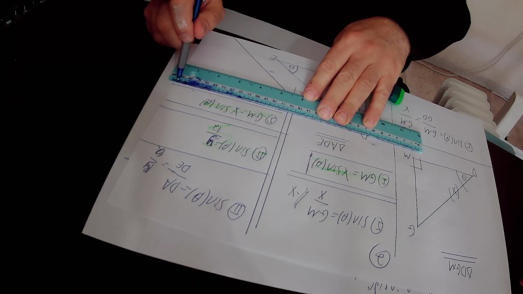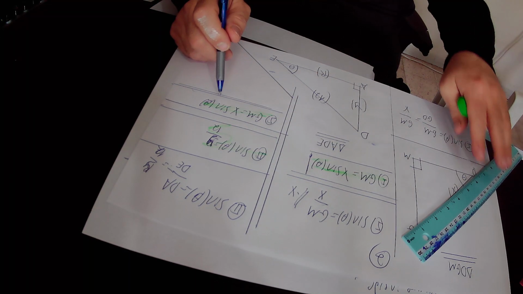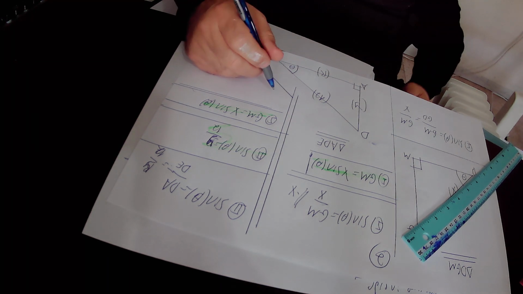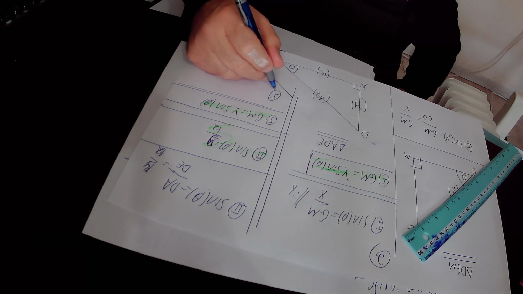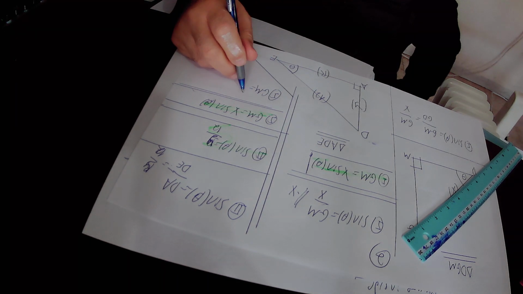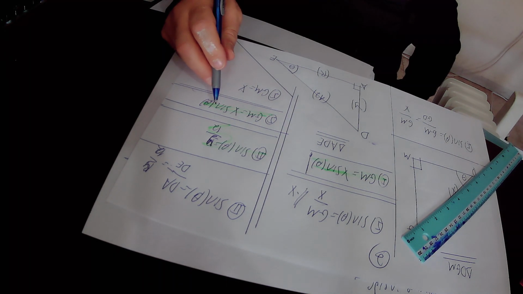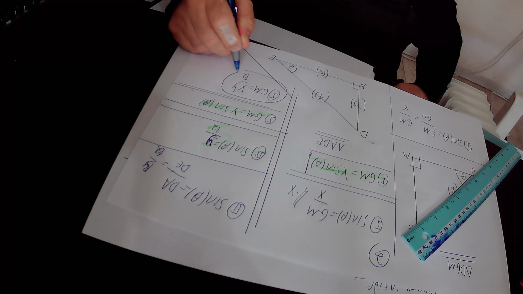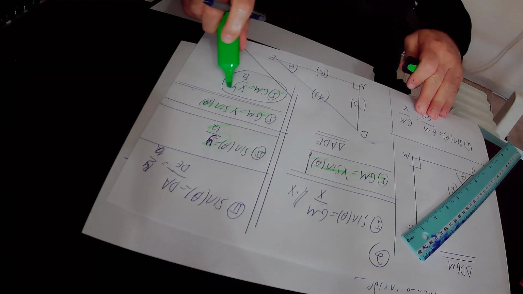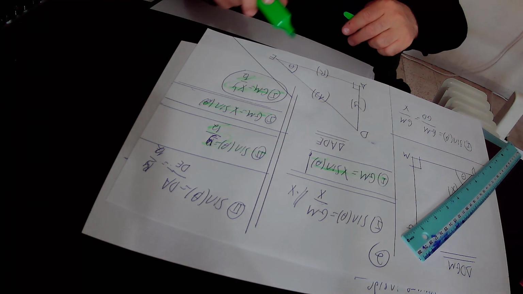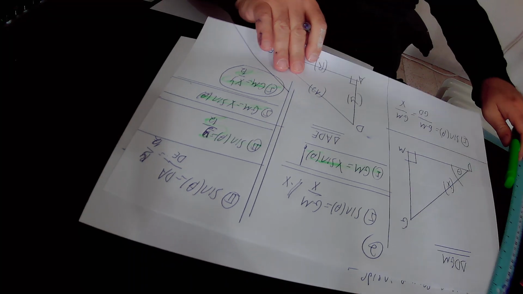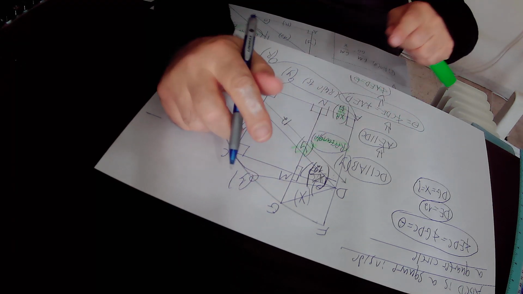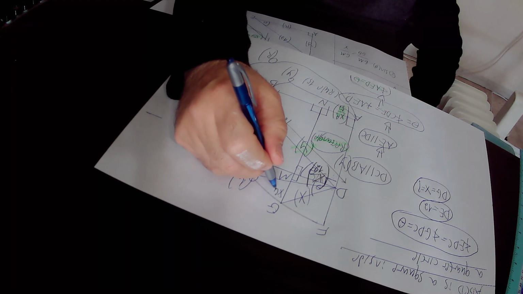So now we will substitute sine theta in equation 1 by Y over 12 from equation 2. We get that GM equals X times sine theta, and sine theta, according to equation 2, is Y over 12. So in total, side GM equals XY over 12.